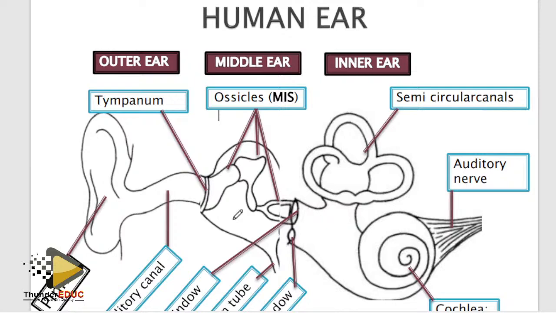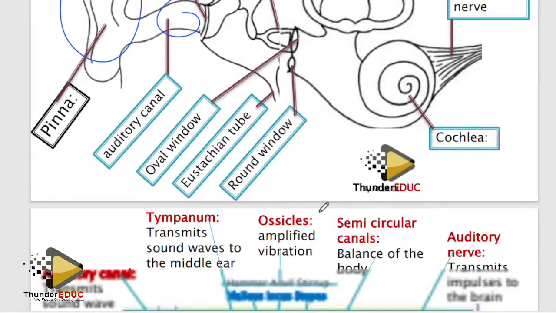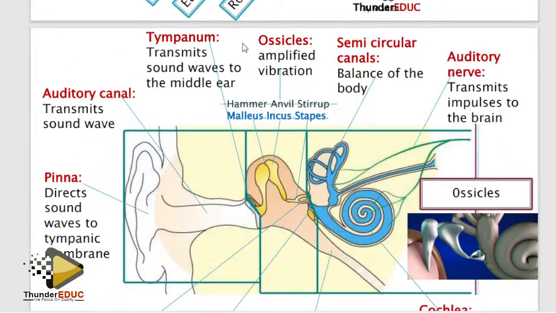Pinna collects sound and directs it into the auditory canal. Guys, the ear is simple, okay? Please use the mnemonic, okay? Use it for the malleus, incus, and stapes. It's better that way. It's the same thing as oviduct and sperm duct. This is English, this is science.